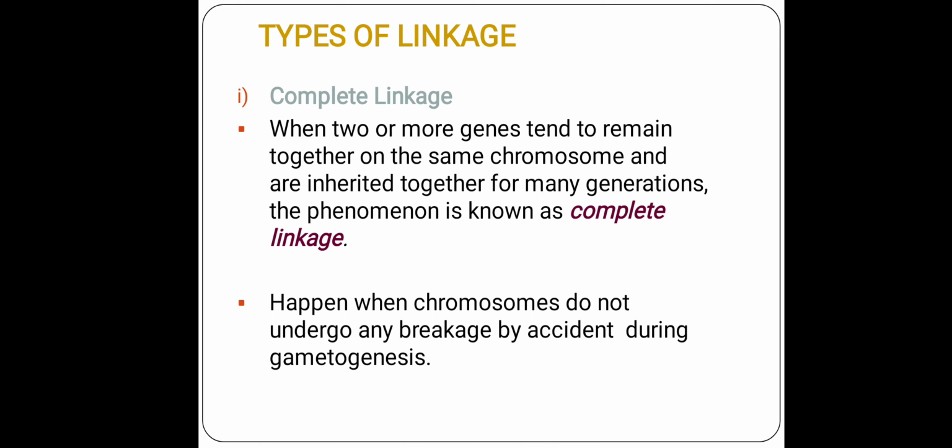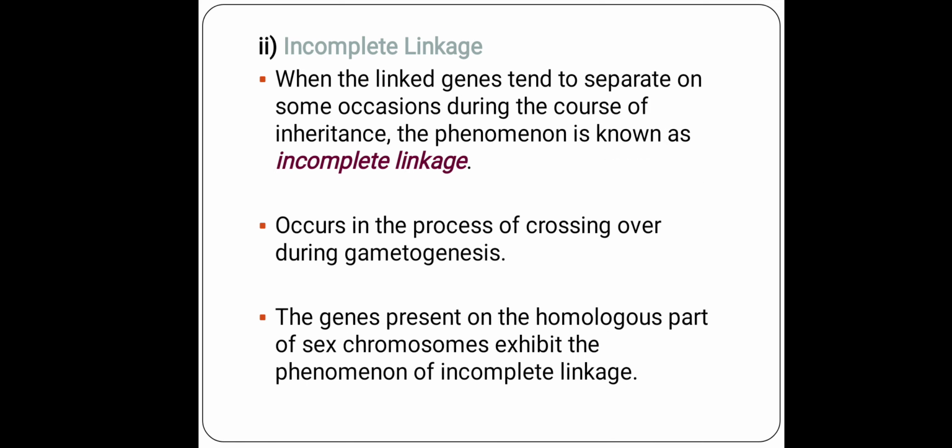Number one is complete linkage, when two or more genes tend to remain together on the same chromosome and are inherited from one generation to another for many generations, and this phenomenon is known as complete linkage. It happens when the chromosomes do not undergo any breakage by accident during gametogenesis.